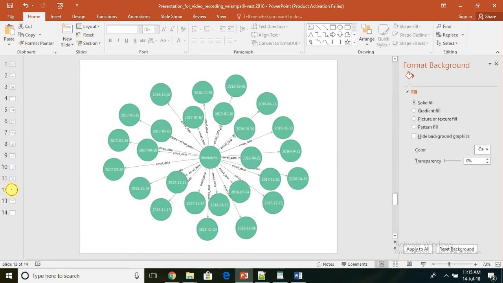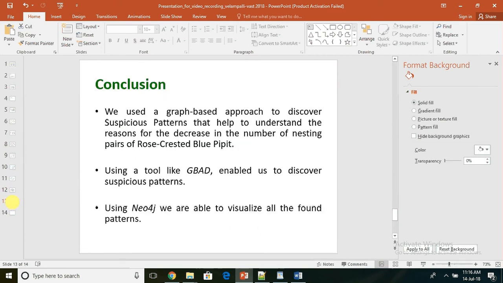And in this graph, we can show the temporal activities of emails sending and receiving from time to time. In this way, we are able to find out various suspicious patterns using the graph-based annotation tool GBAT, and we are able to visualize the patterns using a tool called Neo4j. And we are using a graph-based system to discover suspicious patterns.